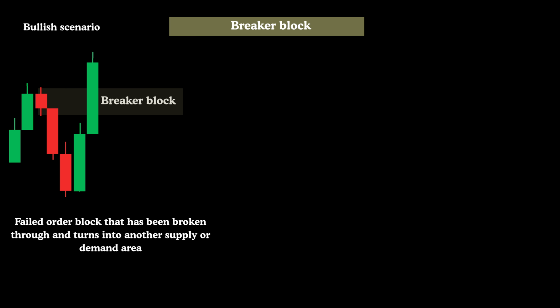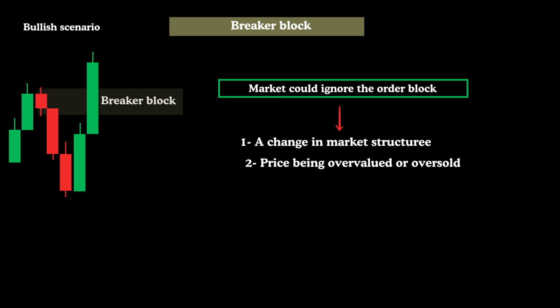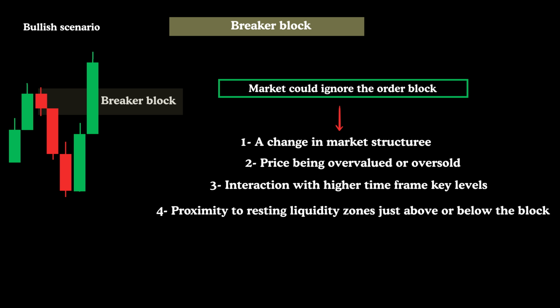Markets may ignore certain order blocks due to various factors, such as a change in market structure, price being overvalued or oversold, interaction with higher time frame key levels, proximity to resting liquidity zones just above or below the block.